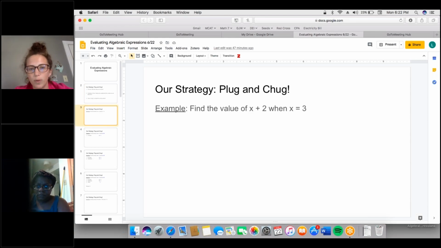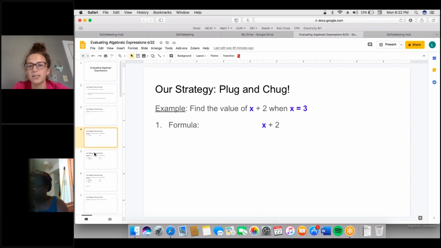So here's a problem you might see. This says, find the value of x plus 2 when x equals 3. Find the value just means we want to solve what is x plus 2 if x equals 3. What we're given here is this formula of x plus 2, so that's what we're going to start with. And x is a variable, and it's telling us that it equals the number 3. I put both the x and the x equals 3 in blue, because those really mean the same thing.